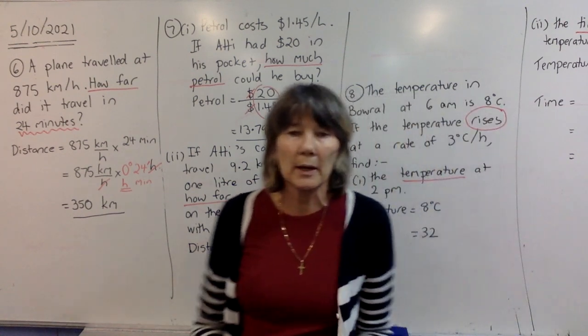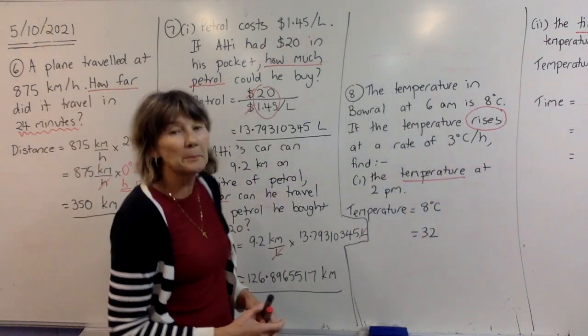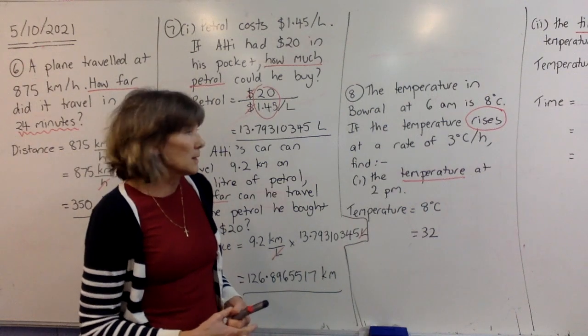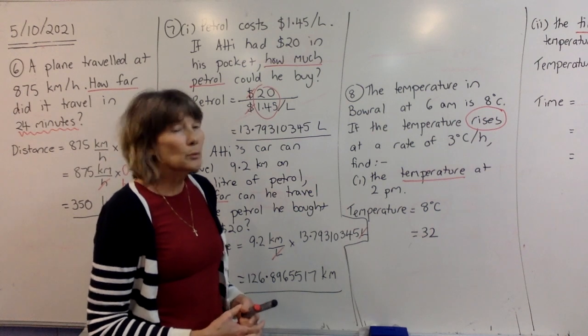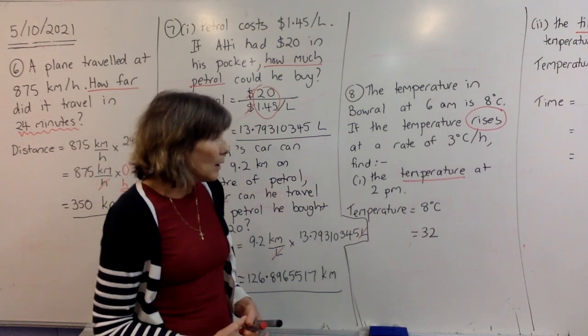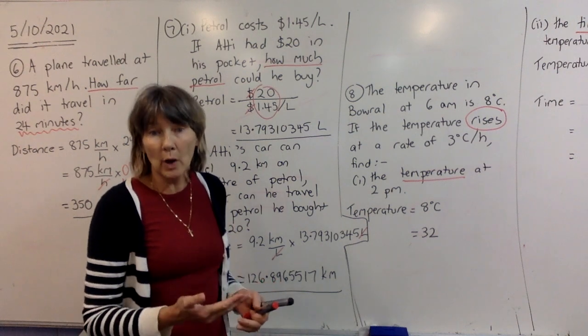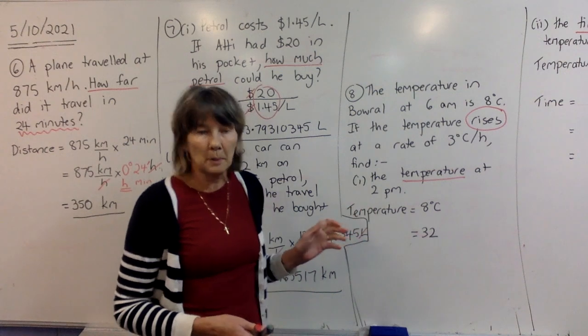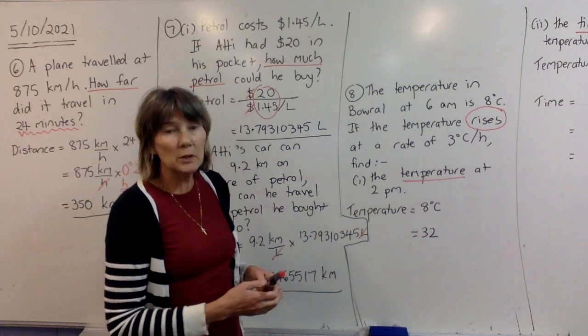All right, so let's look at the next question. We have the temperature in Bowral at 6 a.m. is 8 degrees Celsius. If the temperature rises at a rate of 3 degrees Celsius per hour. That means every hour it's going to rise 3 degrees Celsius. Find the temperature at 2 p.m. So I'm going to do this with the working.